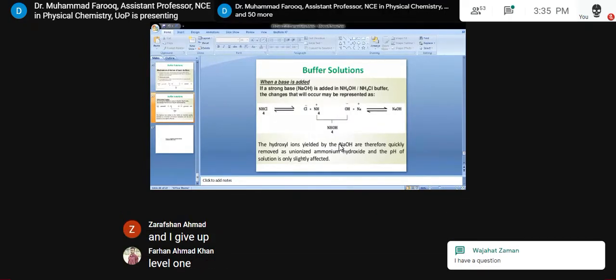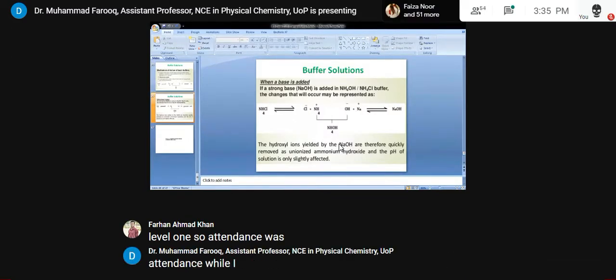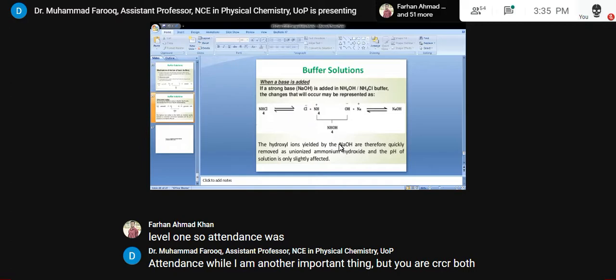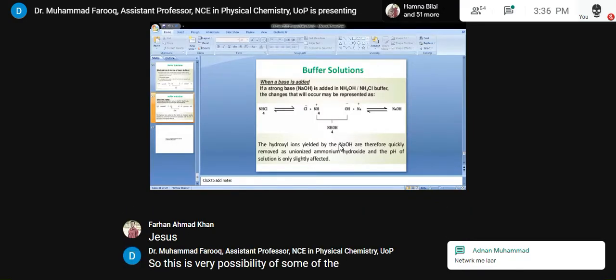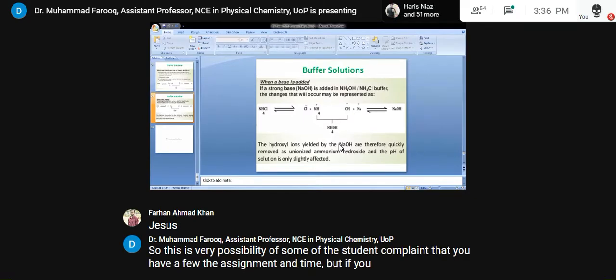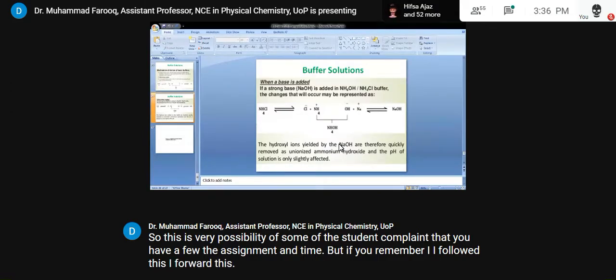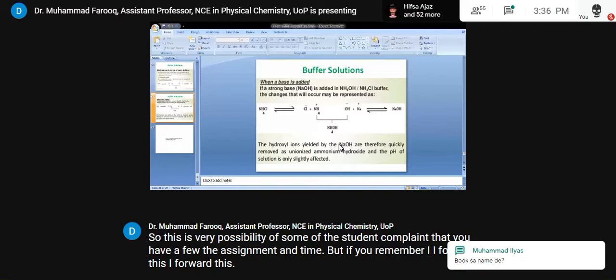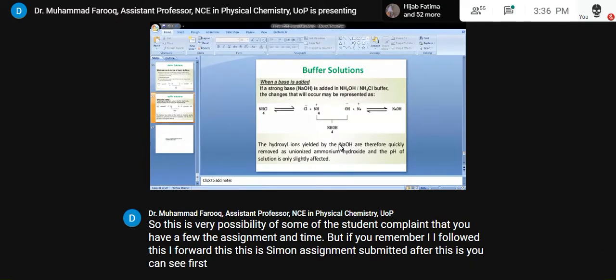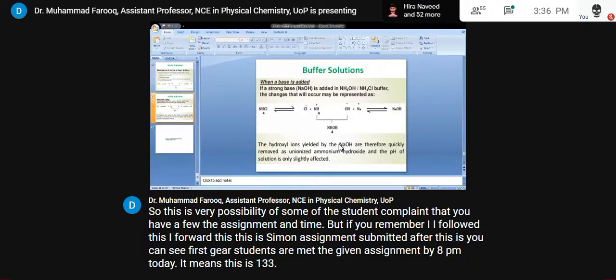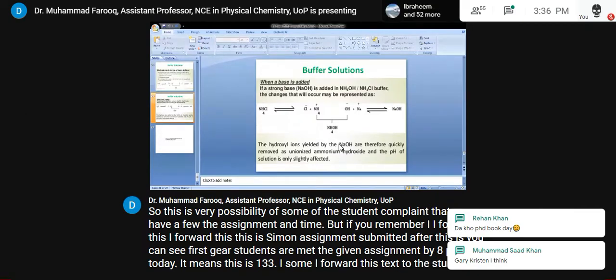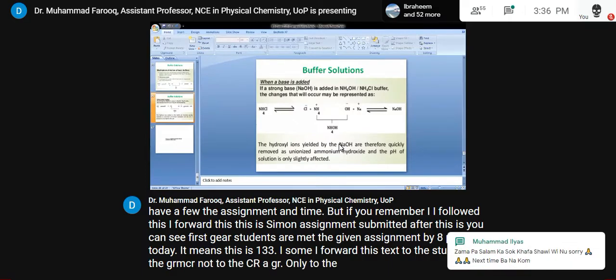Another important thing, you are GR and CR, I think you have two GR, you have two CR, isn't it? Yes sir. So this is the responsibility of some of the students who complain that we haven't received the assignment on time. But if you remember, I forwarded this assignment: dear students, submit the given assignment by 8 p.m. today. It means this is 1:33. I forwarded this text to the GR and CR, not to the GR, only to the CR, at 1:30 p.m. yesterday.